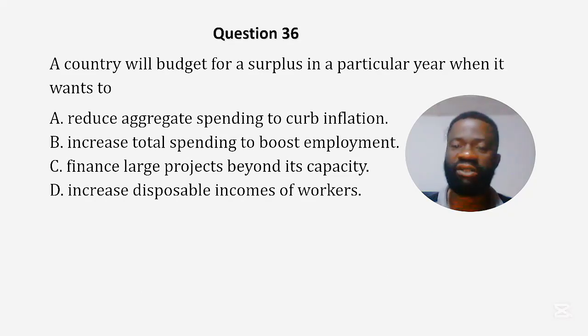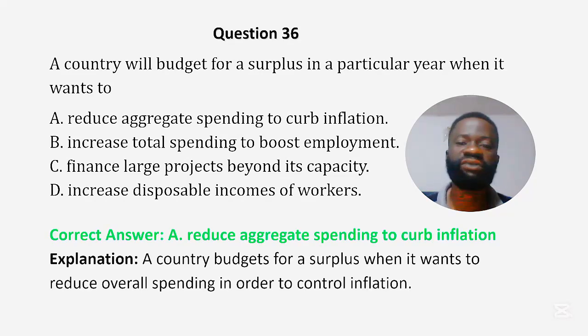The correct answer is option A. Reduce aggregate spending to curb inflation. A country will budget for a surplus in a particular year when it wants to reduce aggregate spending to curb inflation. So a country budgets for surplus when it wants to reduce overall spending in order to control inflation. Okay?